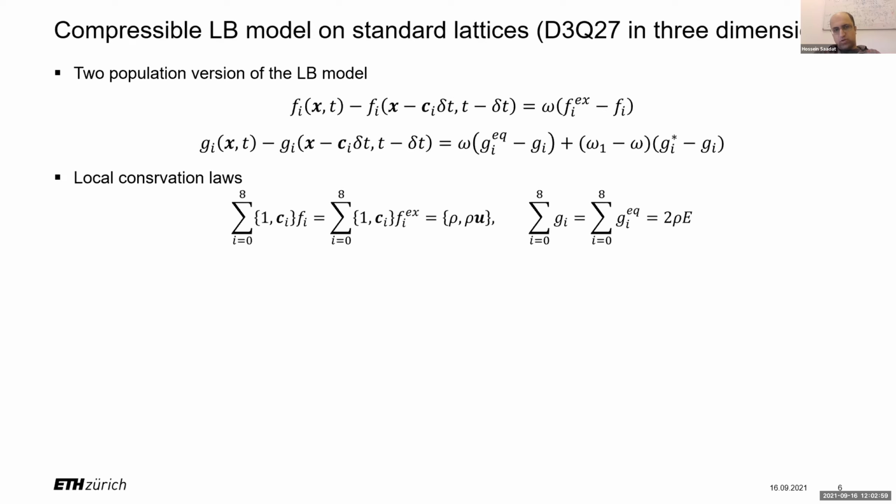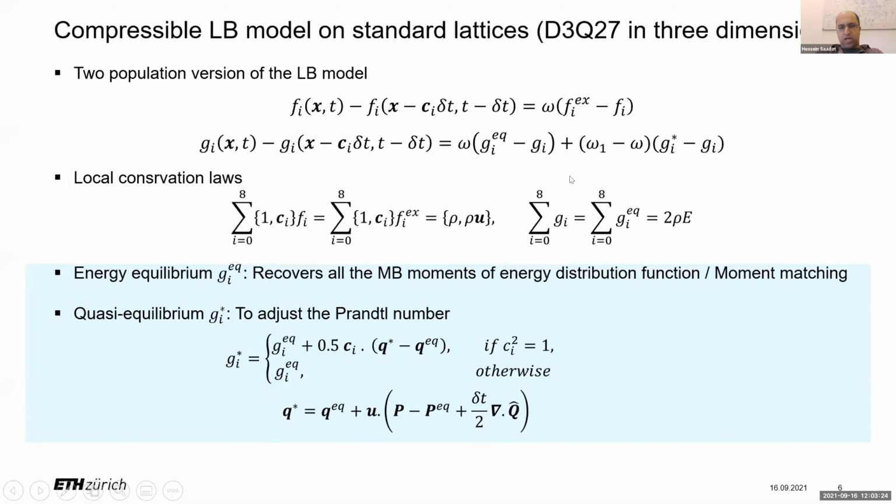So as I said, we are using the two population model. So we have two populations. The first one, F, is for the conservation of density and momentum. The second population, G, is for the conservation of total energy. In the F equation, we are using the extended equilibrium, as I said, to take into account the deviation in the third order moment. And for the G population, the equilibrium population is computed using moment matching. That means that we are recovering all the Maxwell-Boltzmann moments of the energy distribution function.